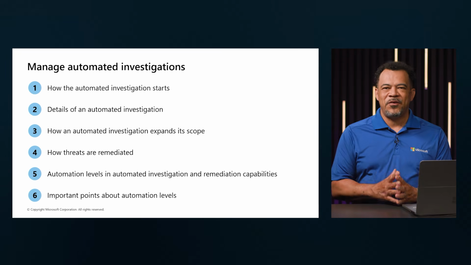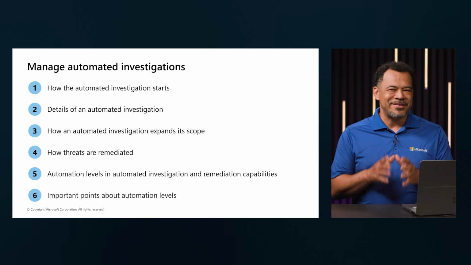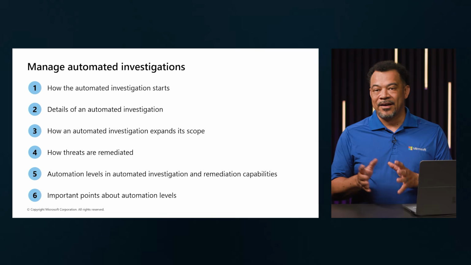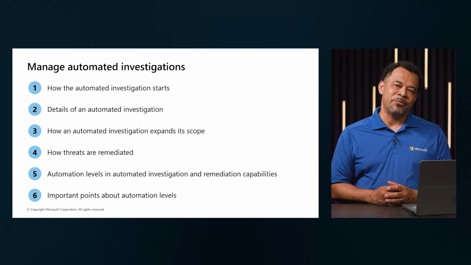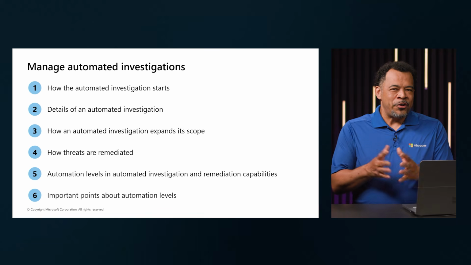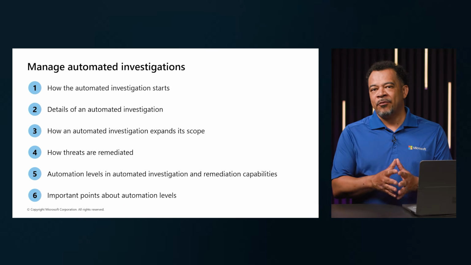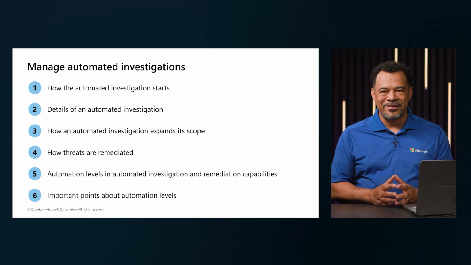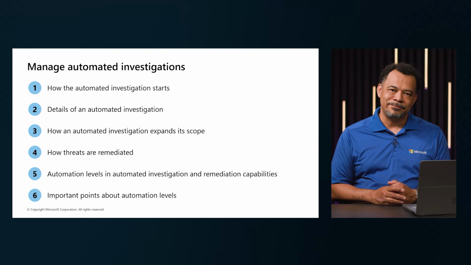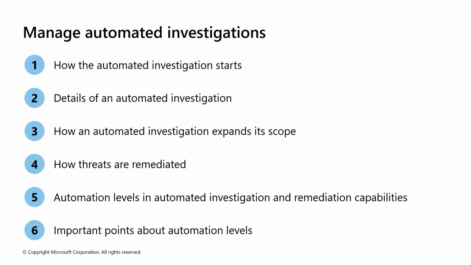Another benefit is speed and efficiency gains. Automated investigations significantly reduce mean time to detect, or MTTD, and mean time to respond, or MTTR. What used to take hours or days can now be resolved in minutes, freeing up security teams for higher value tasks. Auditability and transparency are also critical. Every step of the automated investigation is logged and visible in Microsoft 365 Defender in the portal. Security teams can review evidence, actions taken, and rationale behind decisions for compliance and learning.